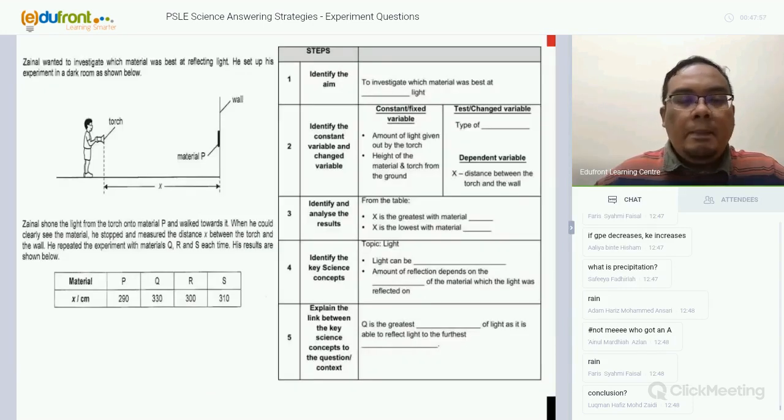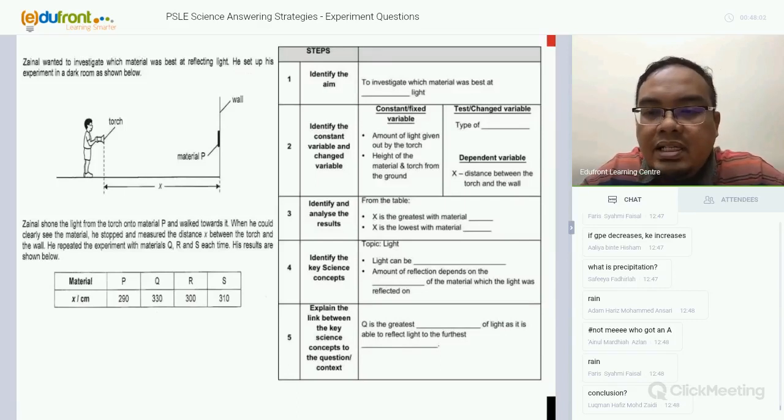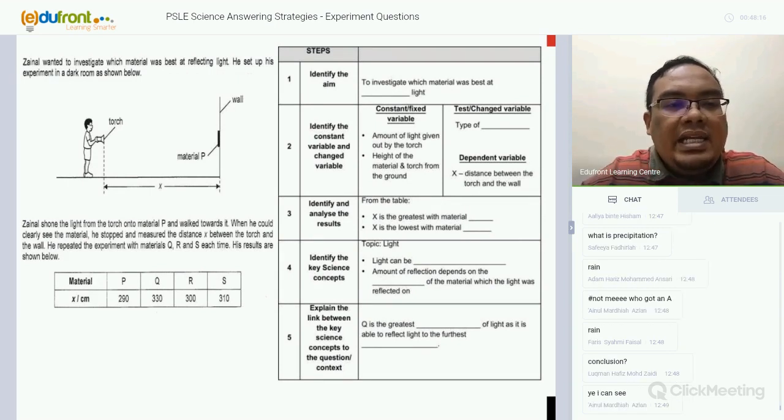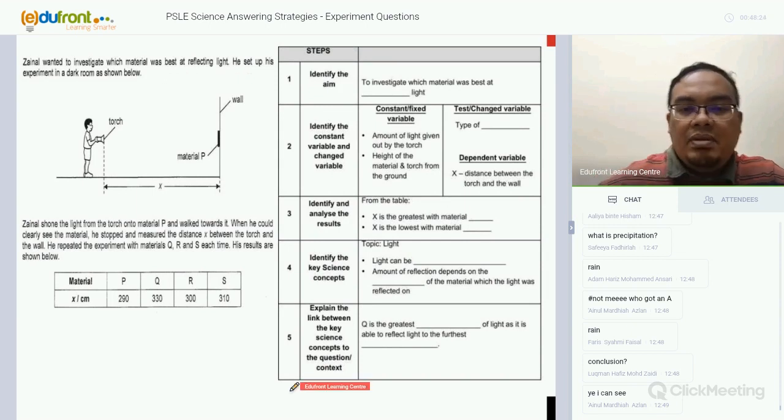Now let's take a look at this question which I showed you just now. I hope you can see. This is an example of an experiment question. Zainal wanted to investigate which material was best at reflecting light. He set up this experiment in a room as shown below. Remember, step number 1, identify the aim. You can see here, he wanted to investigate. The first line itself gives you an idea of the aim of the experiment.